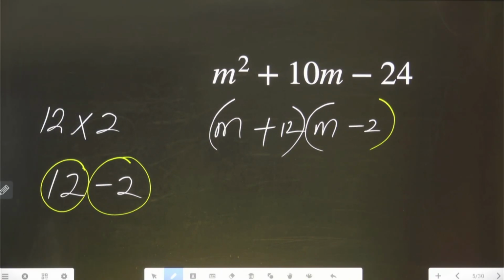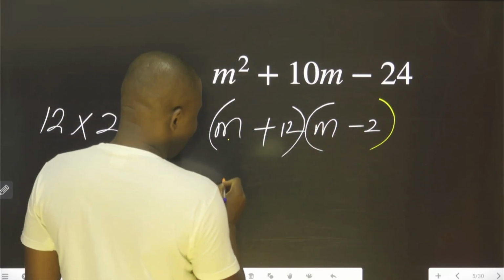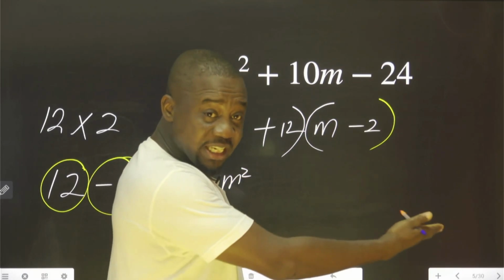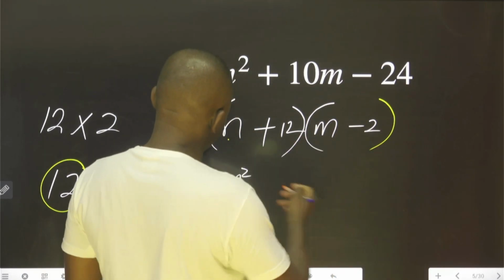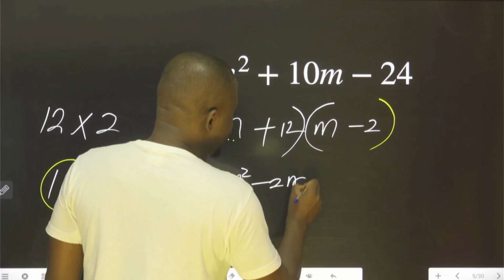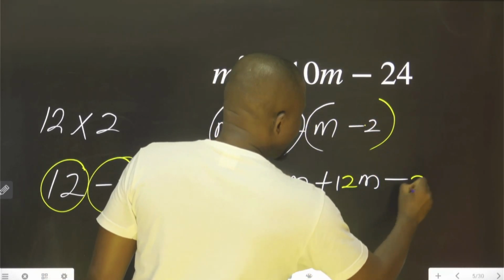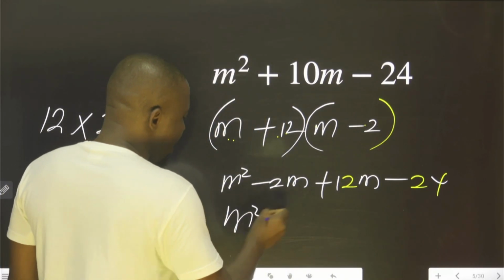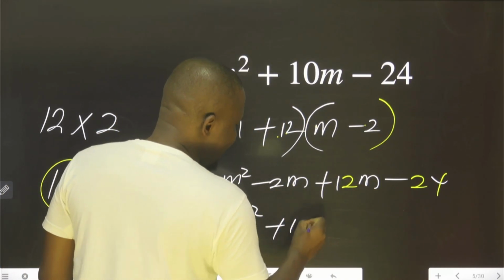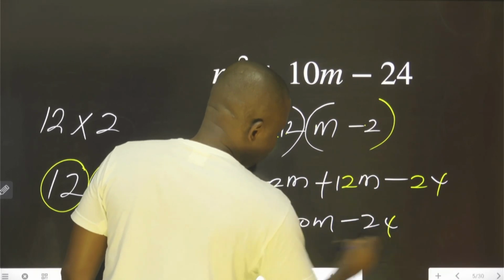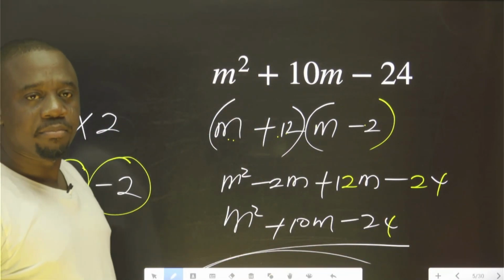That's all. If you expand this now, this multiplied by this is m squared. You don't need to do this, just to check if we are correct. This is minus 2m plus 12m minus 24. M squared plus 10m minus 24. Same. Easy and direct.